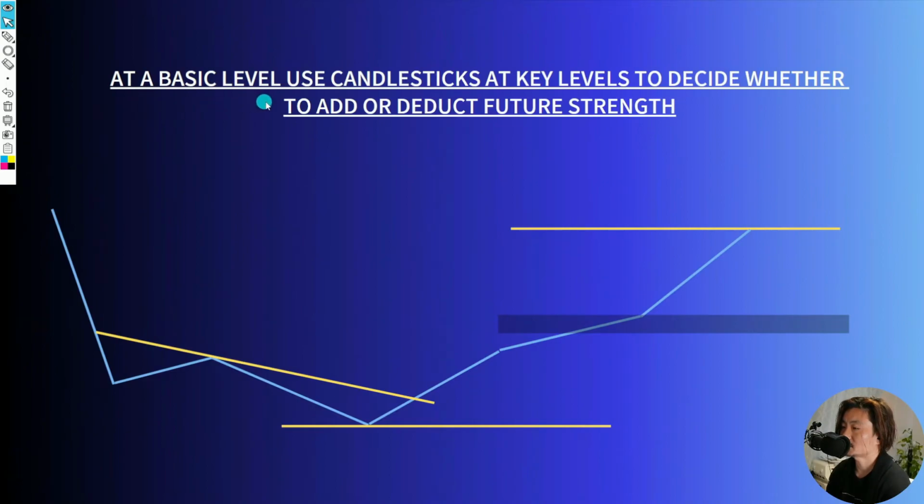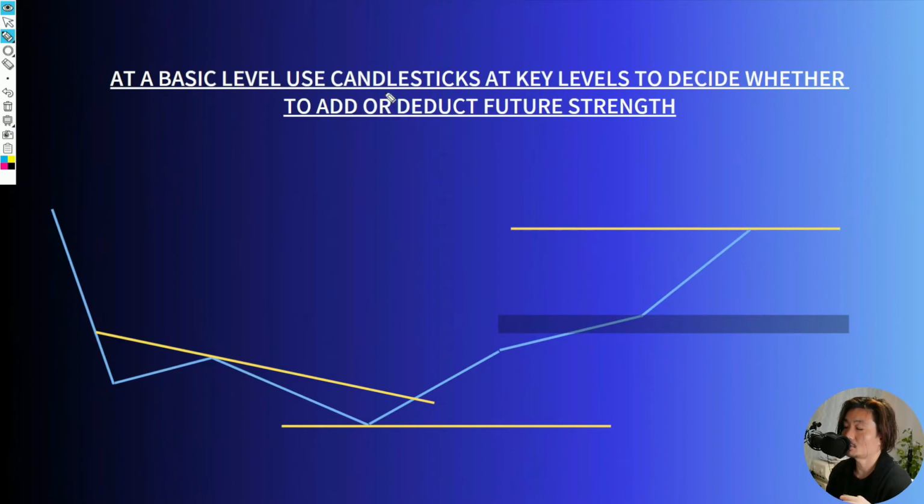At a basic level, use candlesticks at key levels to decide whether to add or deduct future strength. When it comes to candlesticks, the amount of future long and short strength is minimal compared to the other elements that can provide it. For example, trend lines and gaps provide much more future long and short strength than candlesticks. If you don't understand how to find trend lines and legitimate gaps, please watch my price action trading course for the intermediate trader.